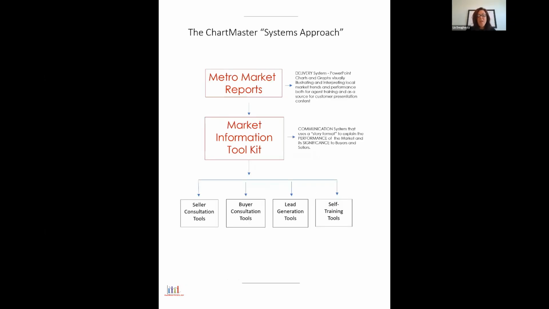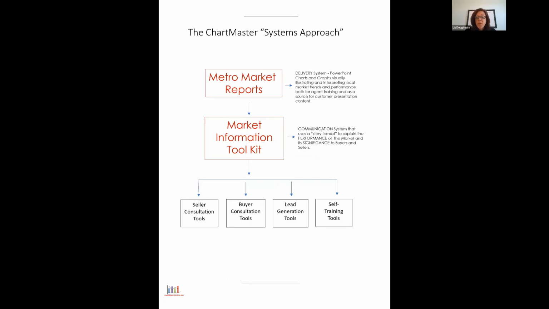Okay. So basically you've got two sets of information that we get every quarter. First you get charts, which is our quarterly reports. And also monthly, we get the Metro Market Overview, the MMO. So you've got your charts and graphs, and then you've got your toolkit.